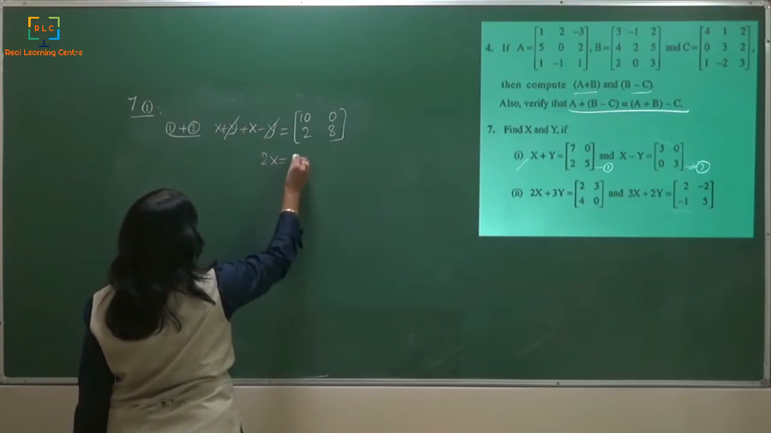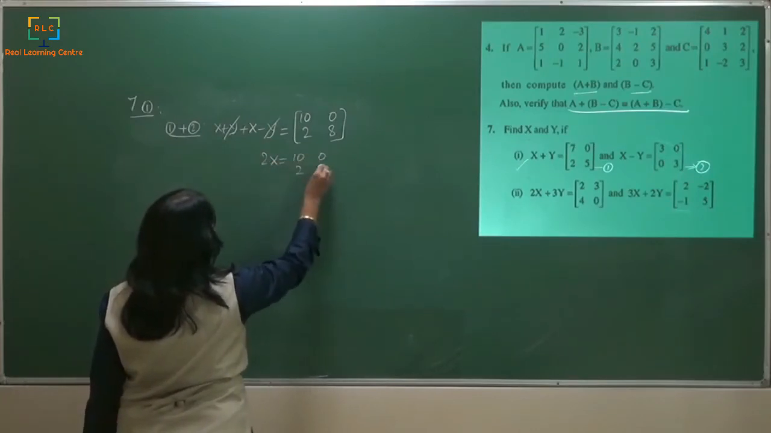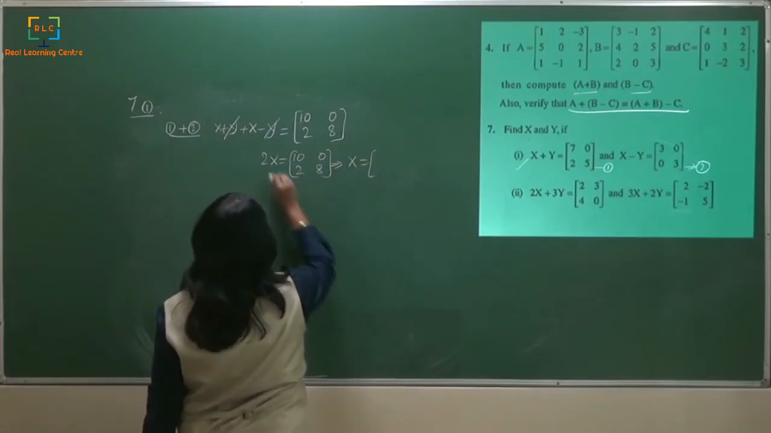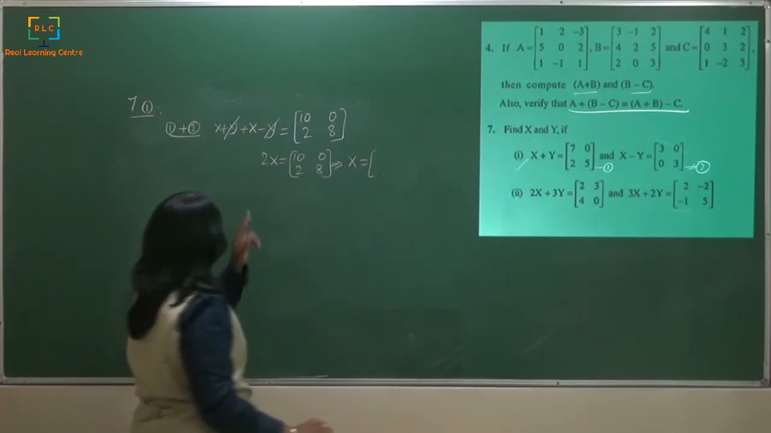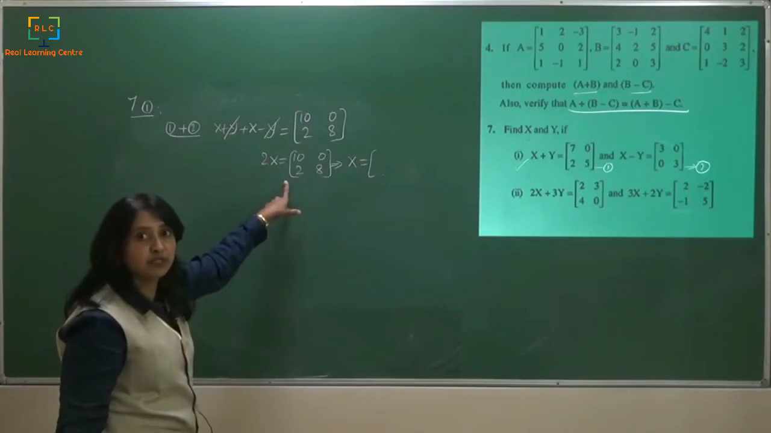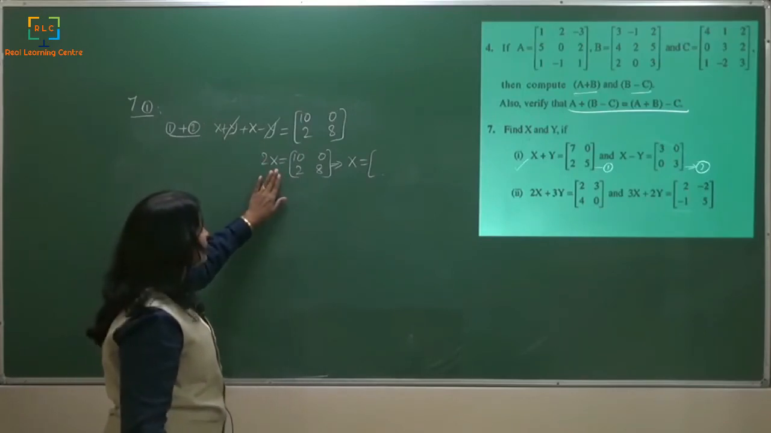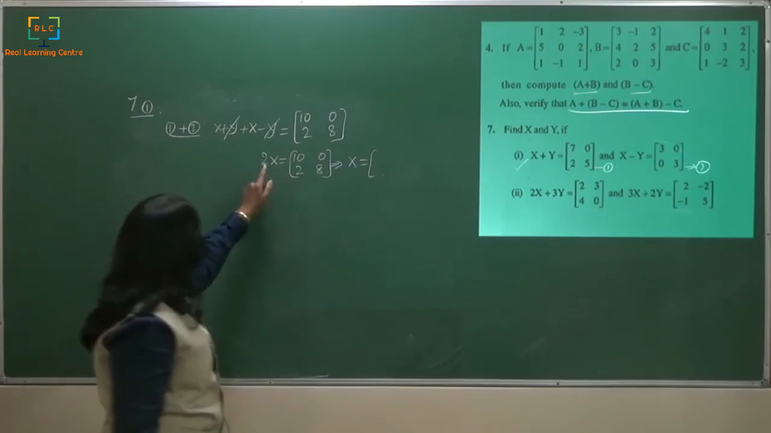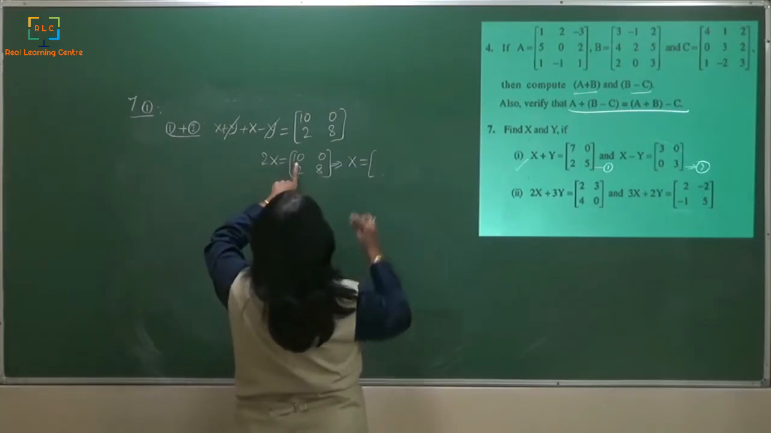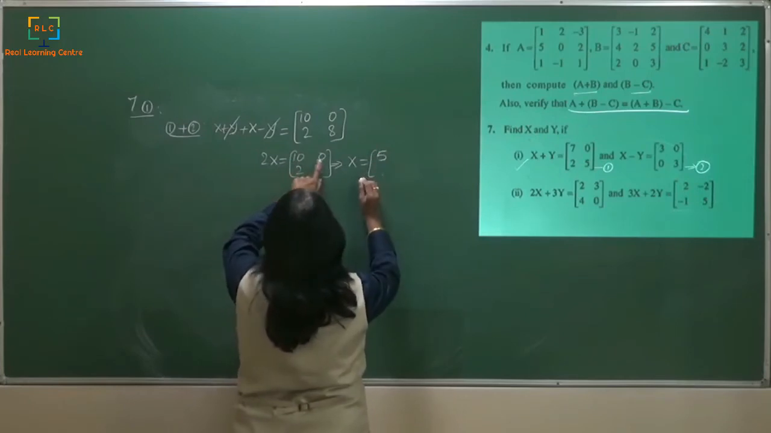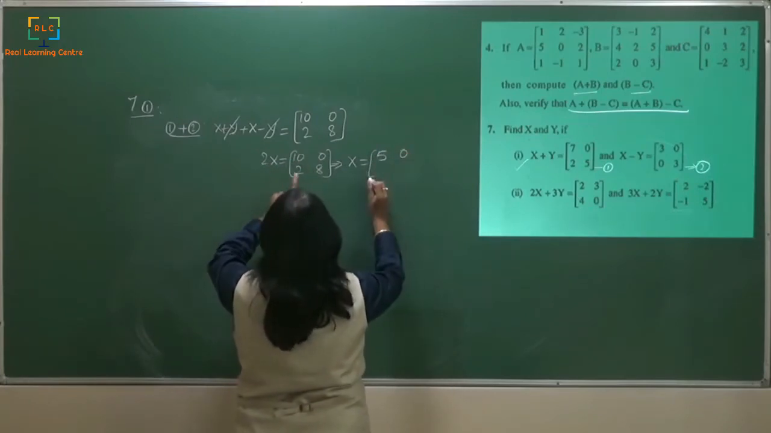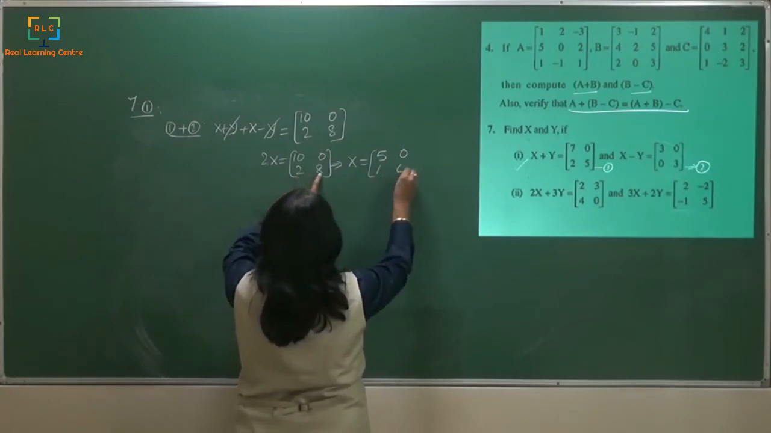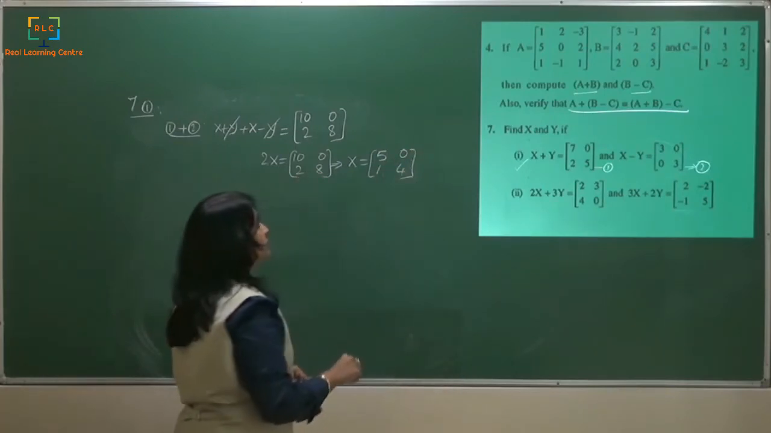You have 2x is equal to 10, 0, 2, 8. And this in turn implies I get my x matrix by transposing the 2 to the other side, it becomes 1 by 2. So you will get the x matrix by dividing every element of this matrix by 2. So 10 by 2 is 5, 0 by 2 is 0, then 2 by 2 is 1 and this is 4. 5, 0, 1, 4 is the x matrix.